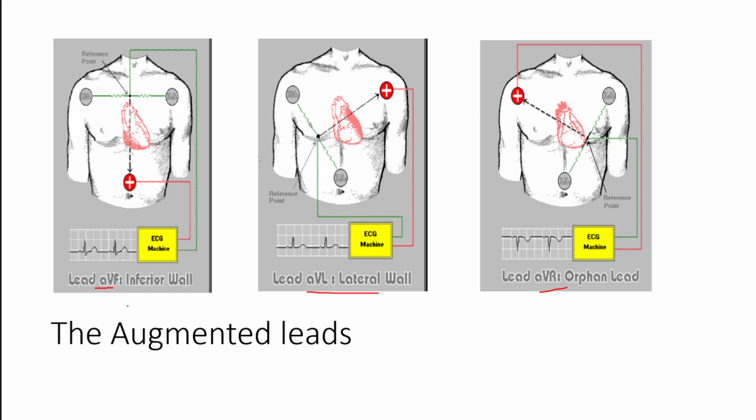AVF, you can think of augmented lead foot or inferior. The positive terminal is going to be at the foot. It's going to look at the inferior wall. AVL, lateral, where the positive terminal is going to be here. Again, we're capturing activity in this direction, but the positive terminal is our eye, so it's going to be capturing the lateral wall.